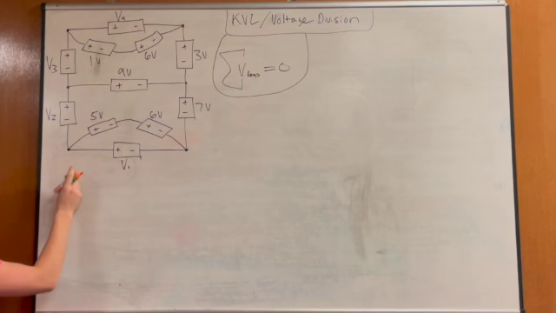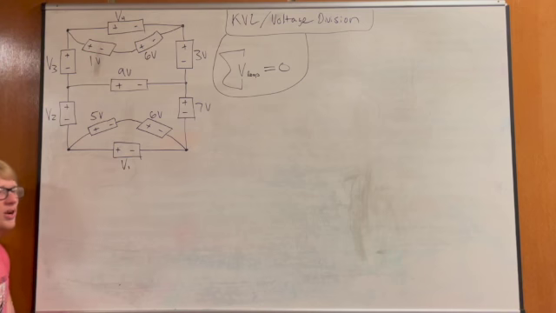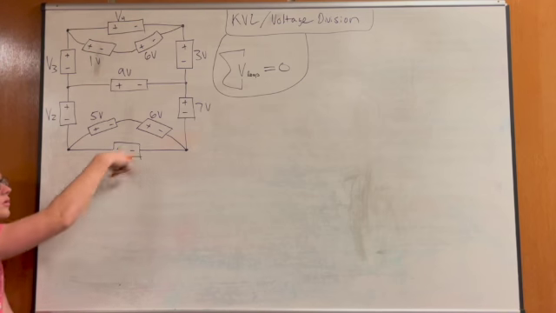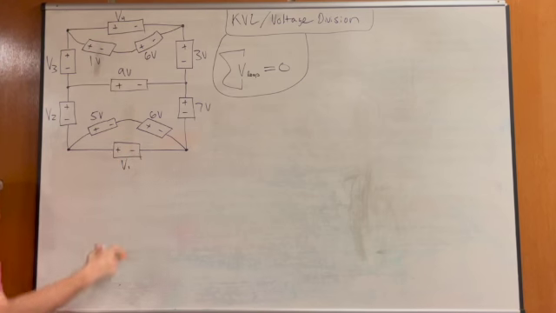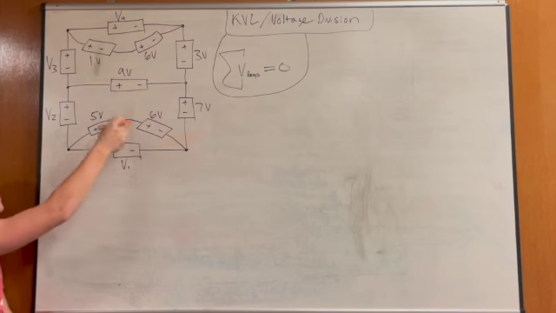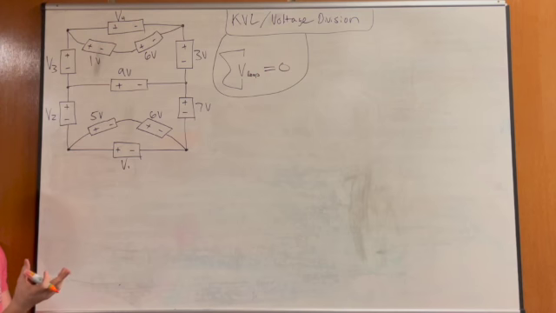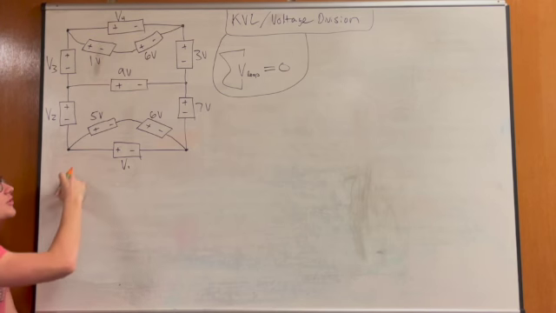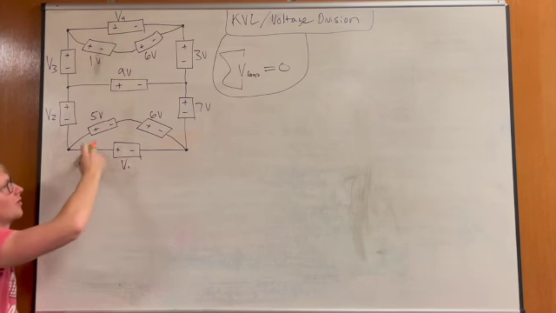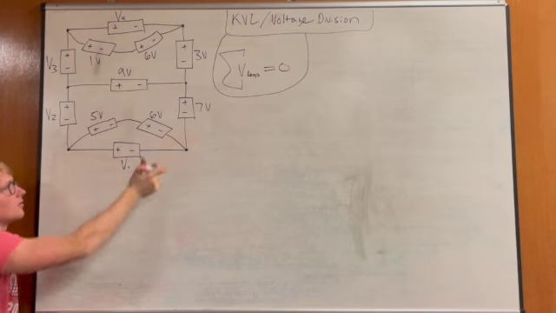We can pick any direction that we want to go. We can either go this way or this way. It doesn't really matter, as long as we have the signs correct and we are consistent with it. So I'm going to go this way, and I'm going to say that if we go from a negative to a positive, it's positive. And if we go from a positive to a negative, it's negative. And so for this first mesh, we're going to go this way. We're going to study this little half circle.